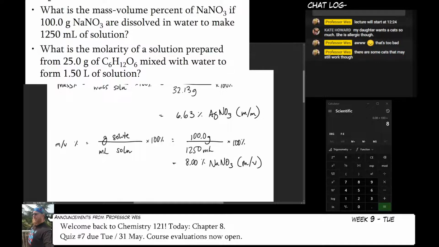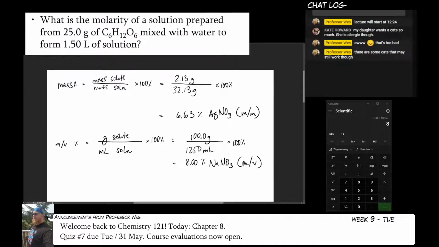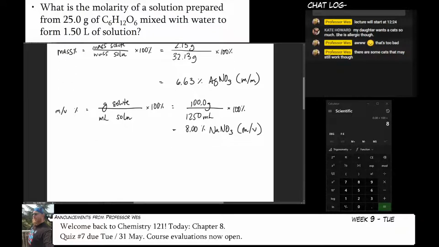And then finally, we have molarity. So we'll need to figure out some moles here to do this one. So that would be molarity is moles of solute over the volume of the solution, that's in liters. And so the moles of the solute is going to be this calculation here. We'll do it in blue. So I've got 25 grams of sugar or glucose.